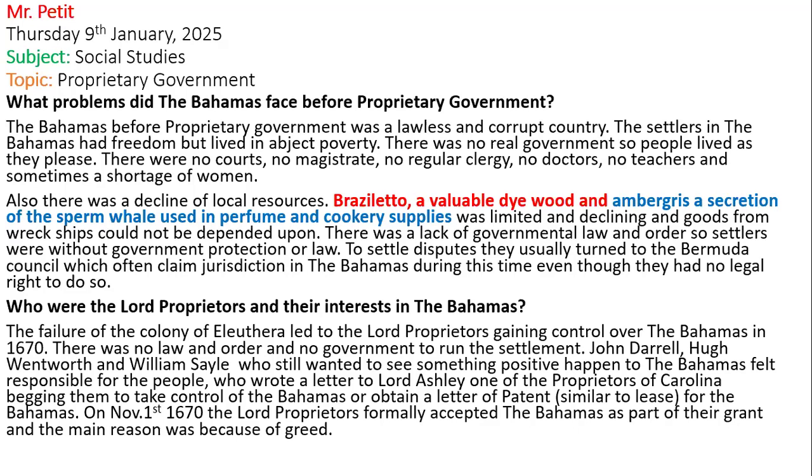But in order to make money, you have to spend money, and the Lord Proprietors were not on that run. There were six Lord Proprietors: Christopher Monck, the second Duke of Albemarle, William, Earl of Craven, John, Lord. Wait, I'm listing the names of the Lord Proprietors.